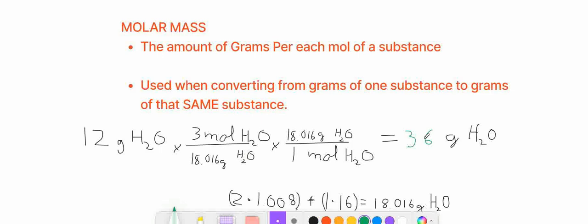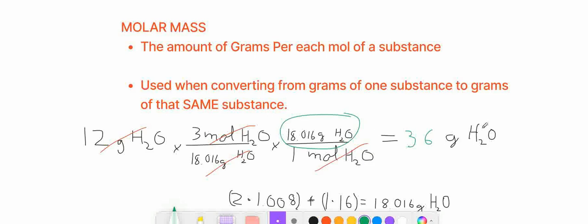And this number comes from, first off, canceling the grams of H2O here with the grams of H2O. Then we multiplied by the moles and subsequently divided by the moles. So all this is cancelled out. And that gives us the grams of 3 moles of H2O, represented by 36 over here.